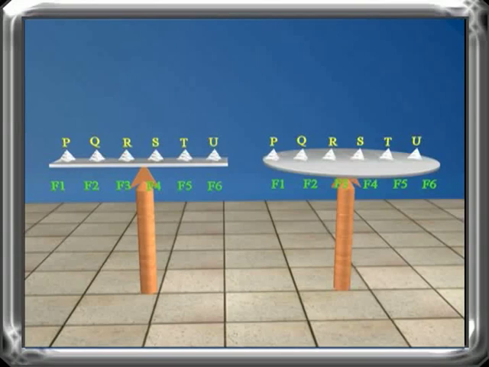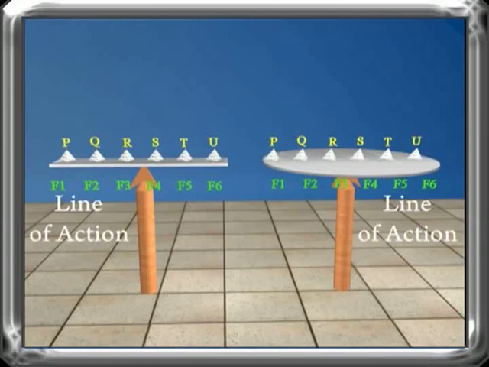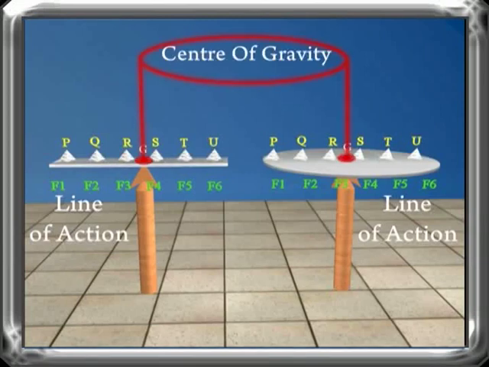In these two examples, the arrow showing the direction of this resultant force is called the line of action. This total force or weight of the body appears to act through a fixed point G irrespective of the position or orientation of the body. This point G is called the center of gravity of the body. The position of the center of gravity of a body may fall inside or outside the material of the body.